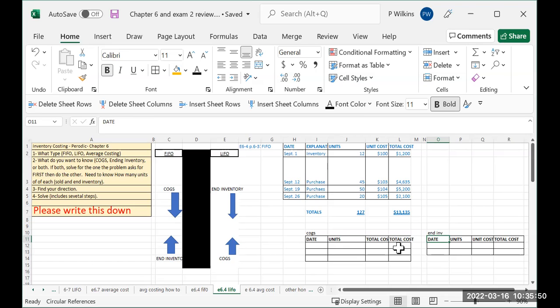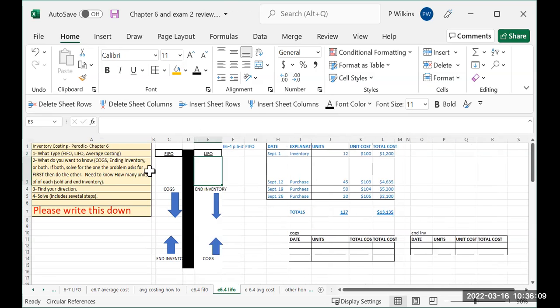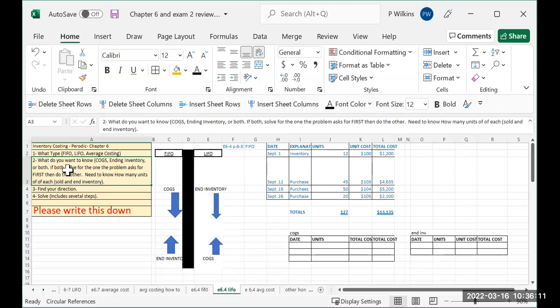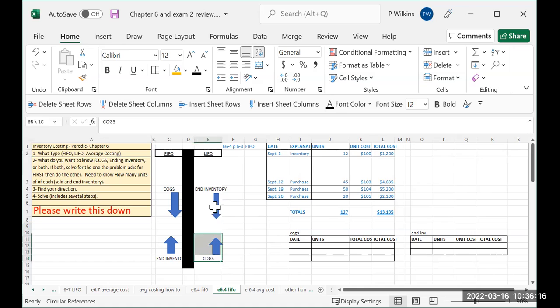Okay, so we are doing LIFO and we are doing cost of goods sold. So we're going to look at our list here. What is our type? Our type is LIFO. That means we're going to be working on the right-hand side of the little graph. What do we want to know? We want to know cost of goods sold. What's our direction? For LIFO, cost of goods sold is from the bottom up. So we're going to go from the bottom up until we get to the number that was sold.